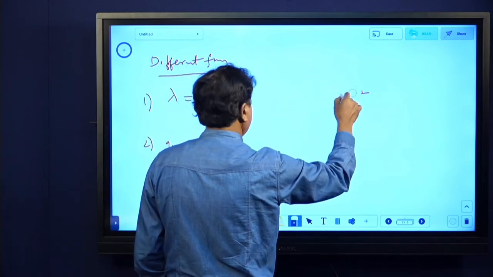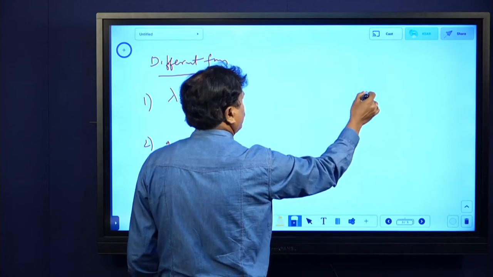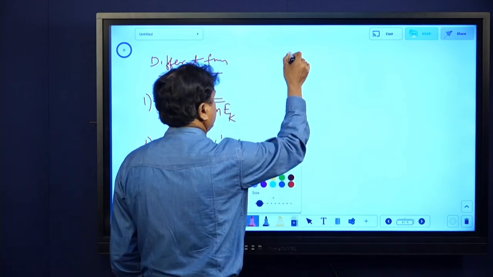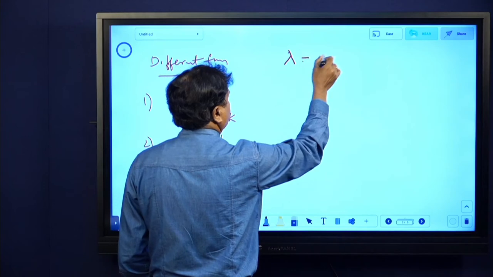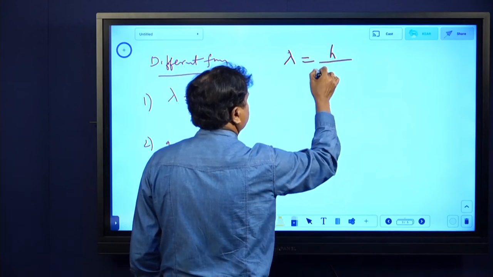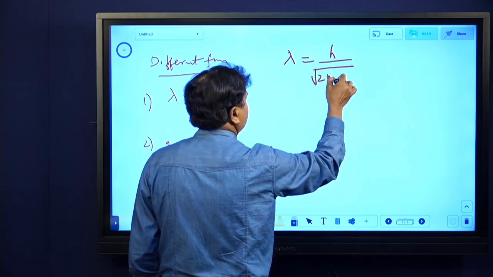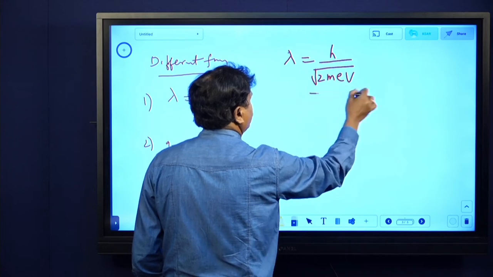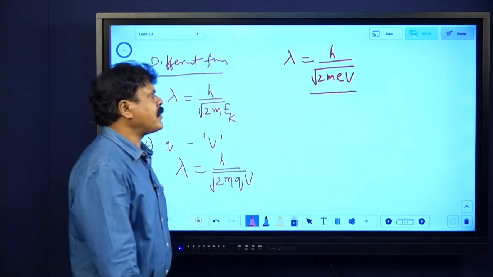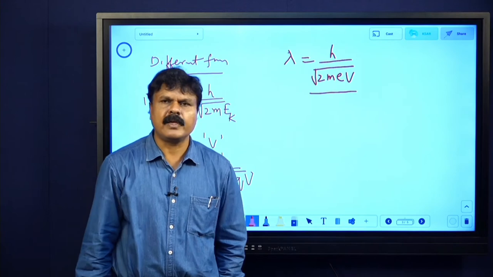Root of h by root of, say, lambda equals h by root of 2m eV, just eV. Instead of q, we are writing e. Lambda equals h by root of 2m eV.